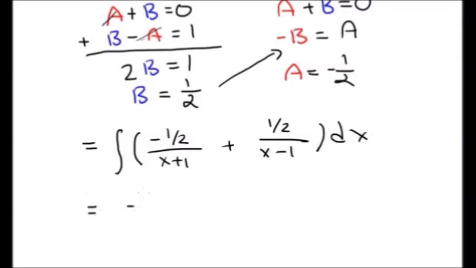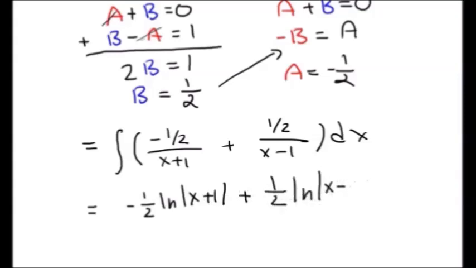Integrating separately will give us negative 1/2 ln of the quantity x plus 1 plus 1/2 ln of the quantity x minus 1. And this will be our final answer, plus c.